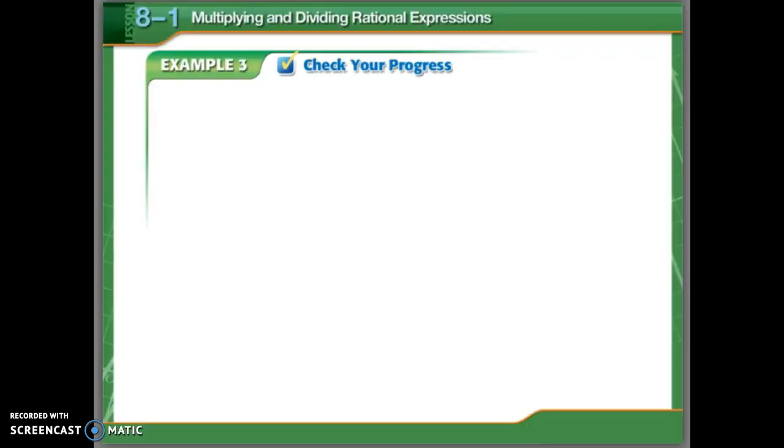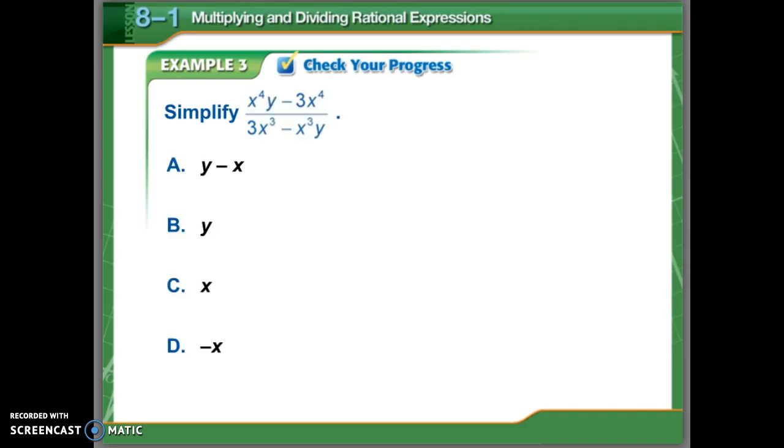All right, let's look at a check your progress problem. We've got another fraction here. Go ahead and see what you can simplify. When you have your answer, go on to the next screen. Okay, our answer this time is -x.